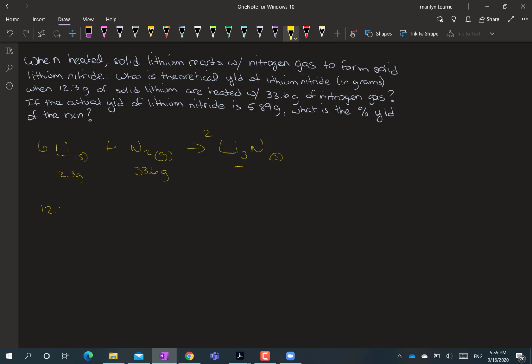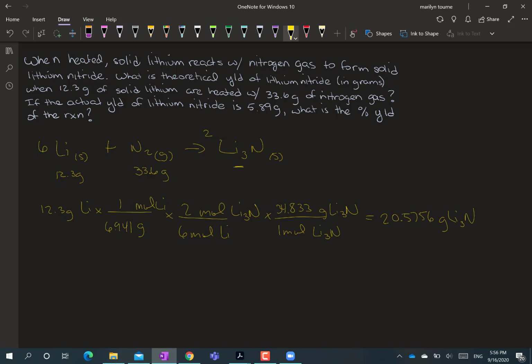So we would take 12.3 grams of lithium and take this to the product. So I would use the molar mass and then use a mole ratio. It's asking for grams, so I'm going to go one step further. In 1 mole of lithium nitride, I have this many grams. Fill in those numbers, you should get 6.941 grams for 1 mole of lithium, and lithium nitride is 34.833. Doing this calculation, you should get 20.5756 grams of Li3N.